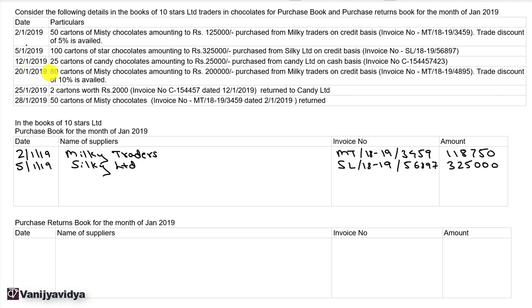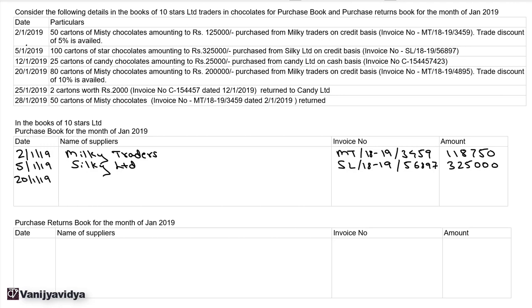Next, 20th Jan 2019, 80 cartons of Misty chocolates amounting to rupees 2 lakh purchased from Milky Traders on credit basis. Invoice number MT/1819/4895. Trade discount of 10% is availed. So 80 cartons of Misty chocolates are purchased from Milky Traders on credit basis.